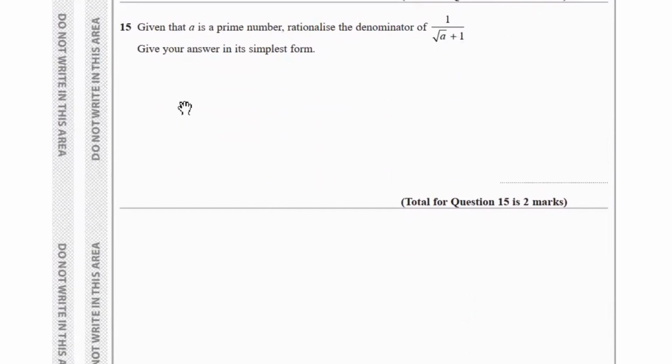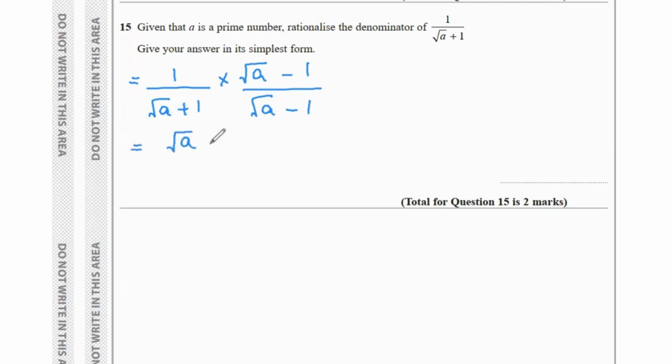Question 15 says, given that a is a prime number, rationalize the denominator of 1 over root a plus 1. Give your answer in its simplest form. So in rationalizing, we multiply and divide the fraction by the conjugate, which is the same thing in the denominator, but with the opposite sign in the middle. So root a minus 1 is what we multiply it with. So root a minus 1 divided by root a plus 1 times root a minus 1.